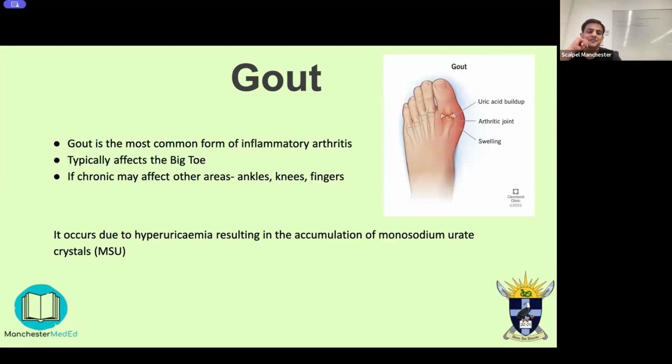But gout is the most common form of inflammatory arthritis, and it typically affects the big toe. If it's chronic, it may affect other areas, so ankle, knees, fingers, and the like. But it's usually the big toe, and that's what you're going to get probably in a UKMLA question. And it occurs due to hyperuricemia, resulting in accumulation of MSU crystals.